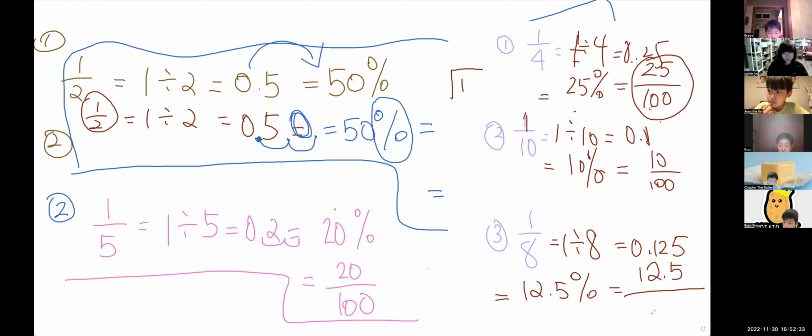12.5 over 100. Okay, everybody, I'm going to use this one as an example. So Ryan, maybe think about it. 老师，我已经做到1 over 4了 equals 25% 了。为什么你还要让我写一个25 over 100?